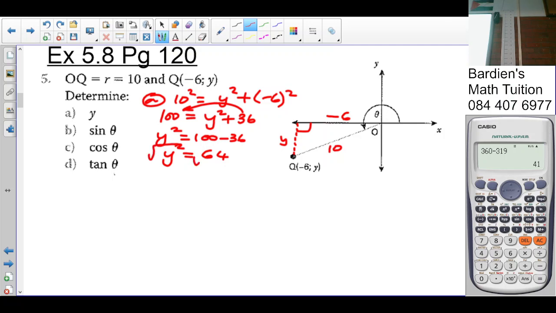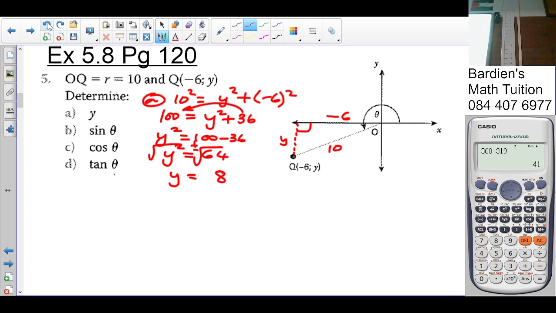Square root both sides. No? You will introduce square root plus minus. So y is equal to plus minus 8. But if you look at where y is lying, that is on the negative part of y, not so. So that's going to be negative 8.